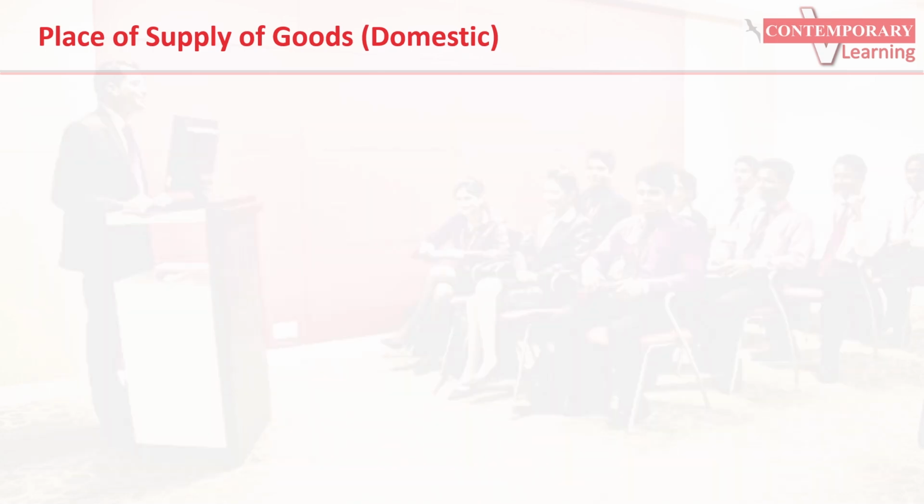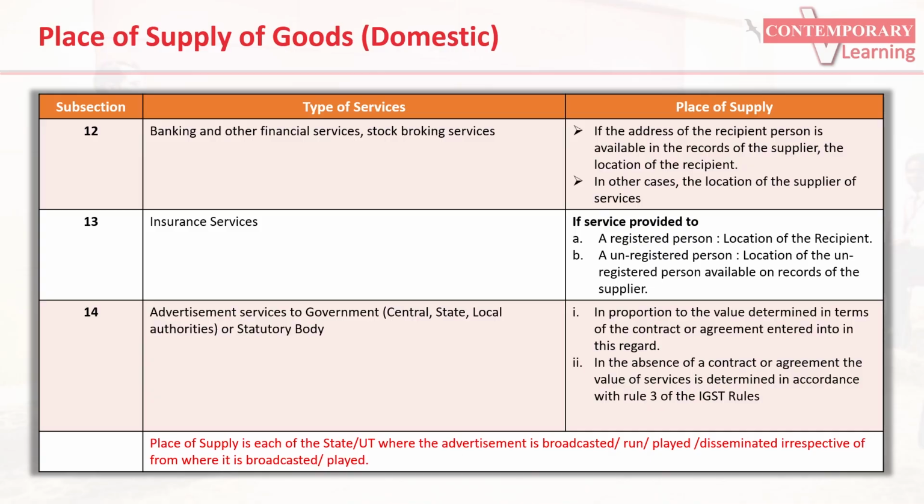Banking and financial services, including stockbroking, follow a simple rule. If you have the recipient's address, that's the place of supply. If not, it's your location. Insurance services distinguish between registered and unregistered recipients, following the pattern we've seen before. Advertisement services to government bodies have special rules because advertisements often run across multiple states. The value is apportioned based on where the advertisement is actually broadcasted or displayed, regardless of where it originates from.